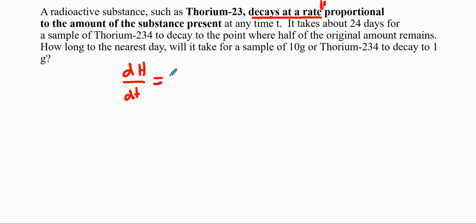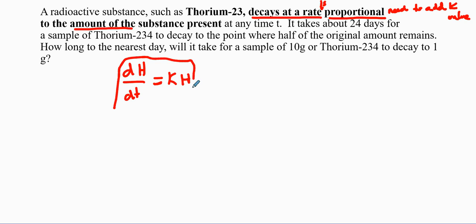Because it's proportional, we're going to have this constant of proportionality, so we're going to add our K value. Whenever you see proportional, you need to add a K value, which is our constant of proportionality. So we have K times the amount of substance present. What is that substance present? Well, that's going to be H. That's the substance.